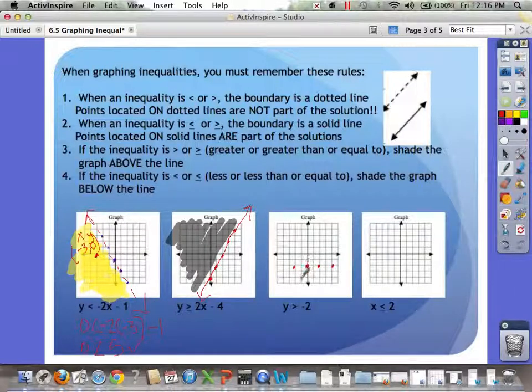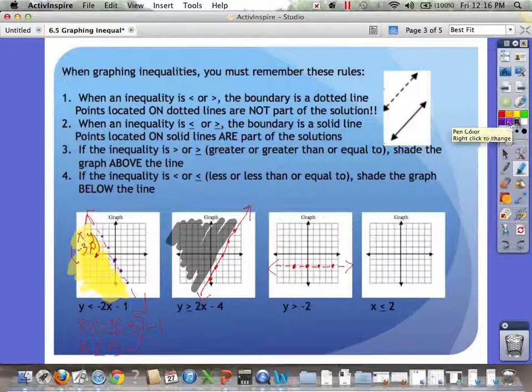Now the reason why I did that, I don't want you to just automatically draw that line, because the symbol says greater than. So that means it is a dotted line. That means all the answers on this line are not included. Okay? Now this one says greater than, so that means above. So notice how when you have a horizontal line, it goes above.